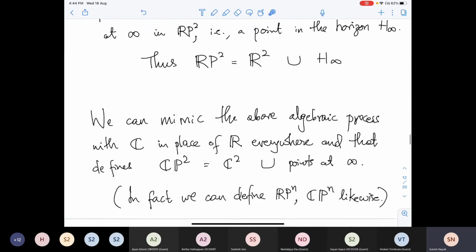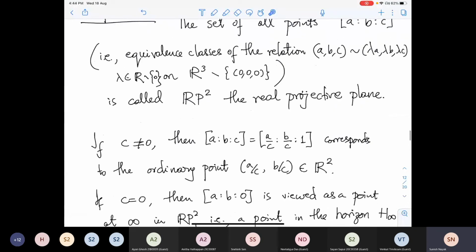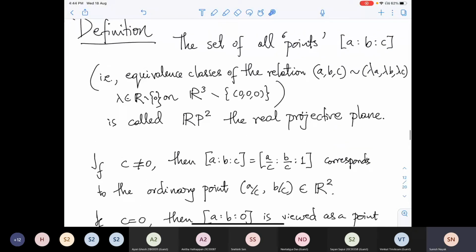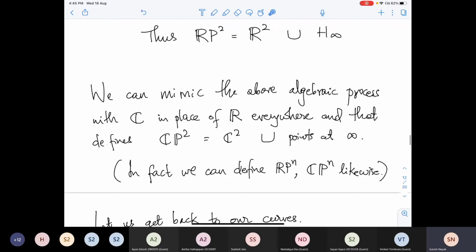So very vaguely speaking, what we have done is we started with R2. Then we introduced one extra coordinate, and so we seem to have gone to a higher dimension. But then we cut down the dimension by introducing this relation. In doing so, we have come back to a two-dimensional object. But this two-dimensional object has a few surplus points, and those surplus points are when C is equal to 0. Those are the points at the horizon, the points at infinity. That is our main accomplishment here. And so you can do this algebraically, so you can do this for complex numbers also.